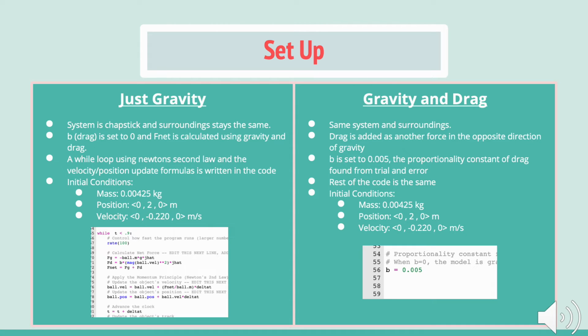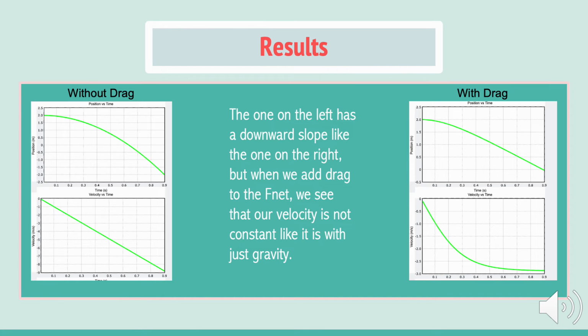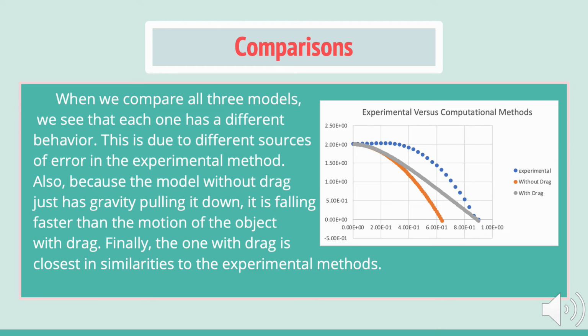For the second model, gravity and drag are included as the only forces. This has the same system and surroundings, except B is set to 0.005, the proportionality constant of drag found from trial and error. The rest of the code is the same. From our computational models, we see that both have a downward slope, meaning velocity is negative. However, the model with drag shows that velocity is not in a constant downward slope, so the acceleration must be constantly changing.